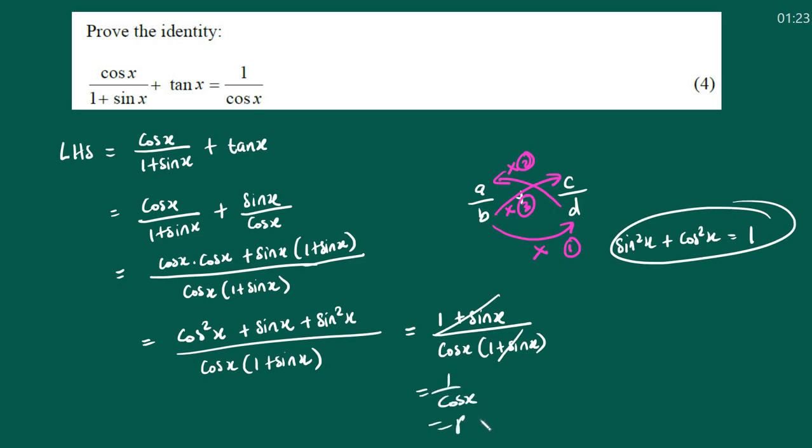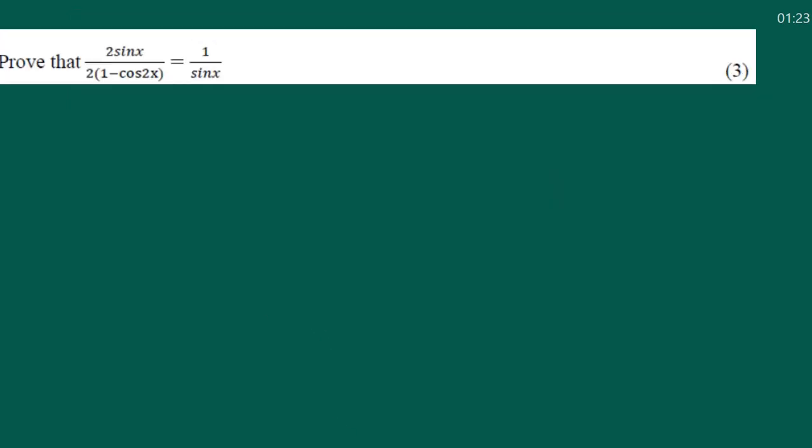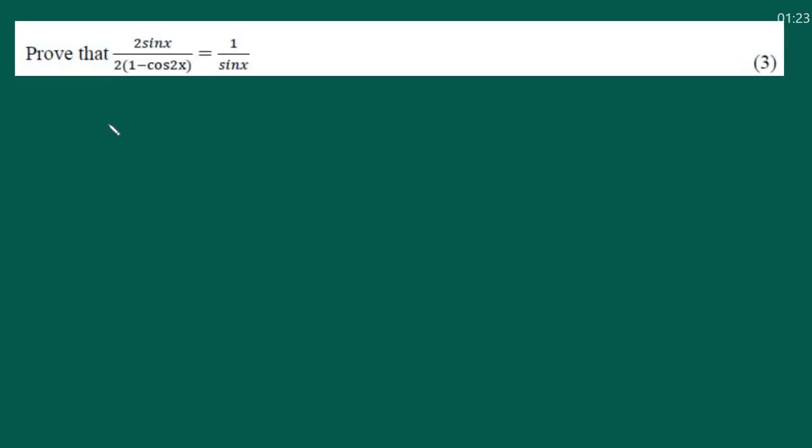But I wanted a much nicer question, but you can see this is the flow that we're using, linking to what we just did. Let me say this one. I hope this one is nicer. Left-hand side, you have 2 sine x over 2 into 1 minus cos 2x.